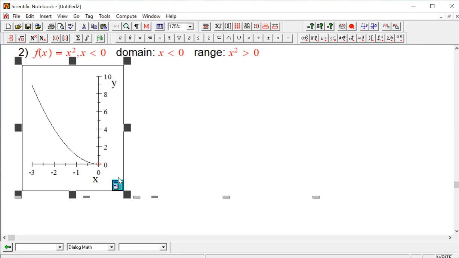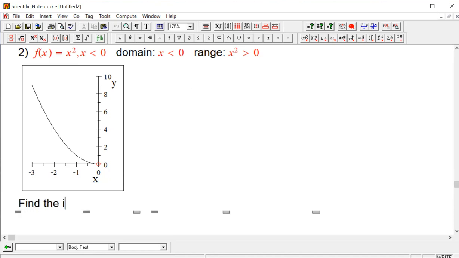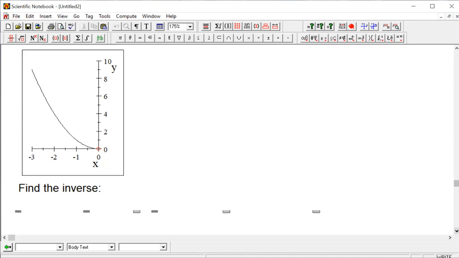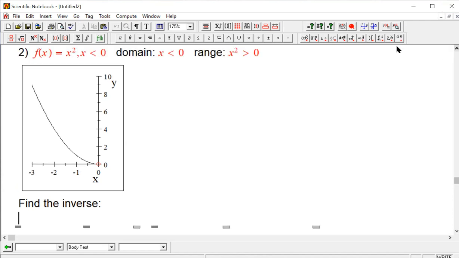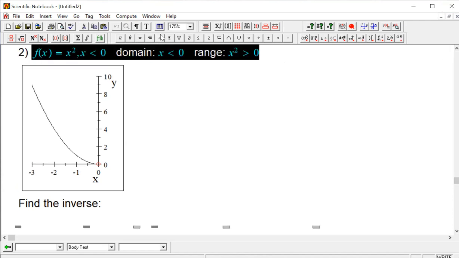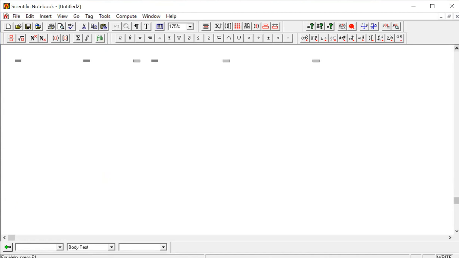Does its inverse satisfy that condition? Well, this function is 1-to-1, obviously, right? It passes the horizontal line test. And so we're going to find the inverse. How do we find the inverse? The usual steps, right? So we're going to take that function with its domain and range.